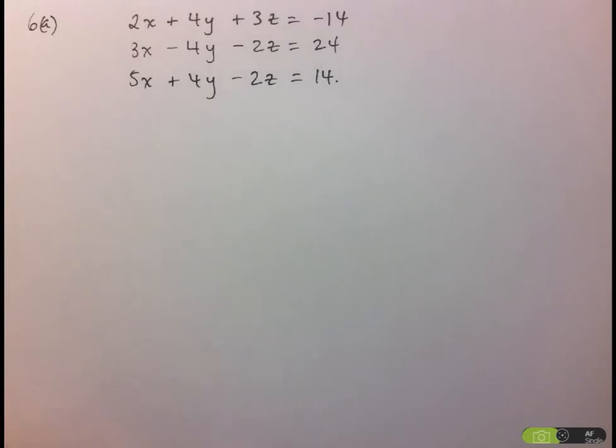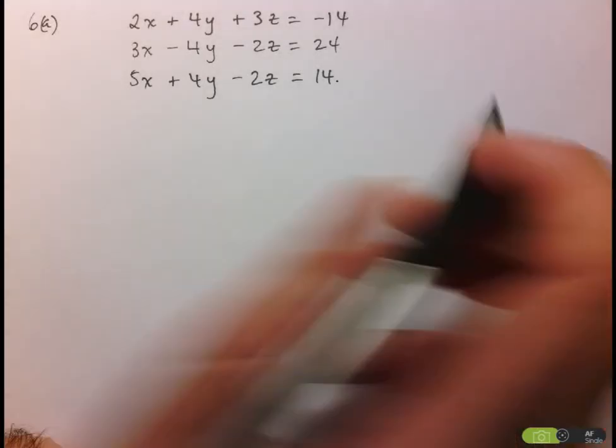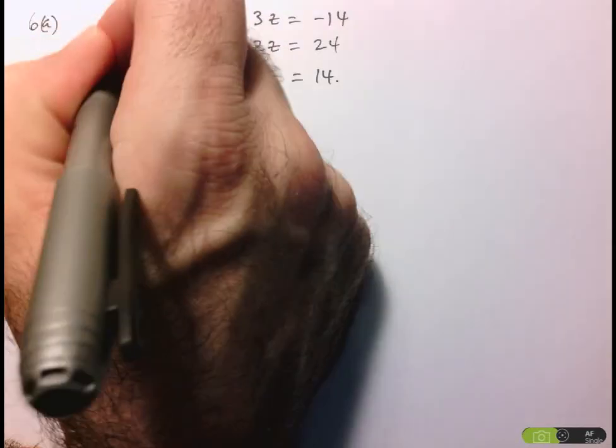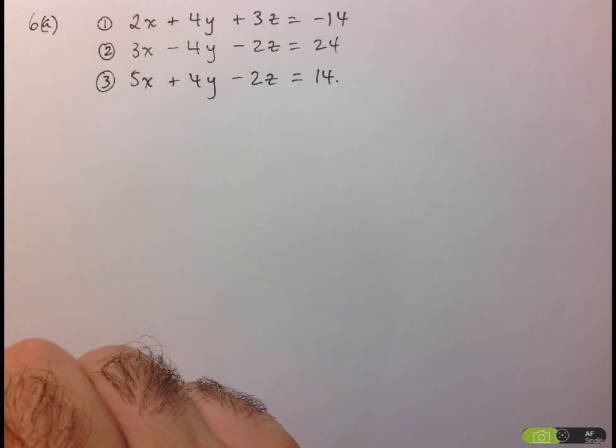Hi folks, we're going to solve 6a from the test 3 preparation. So here we have 3 equations and 3 unknowns, and I'll start off as usual by labeling my 3 equations.